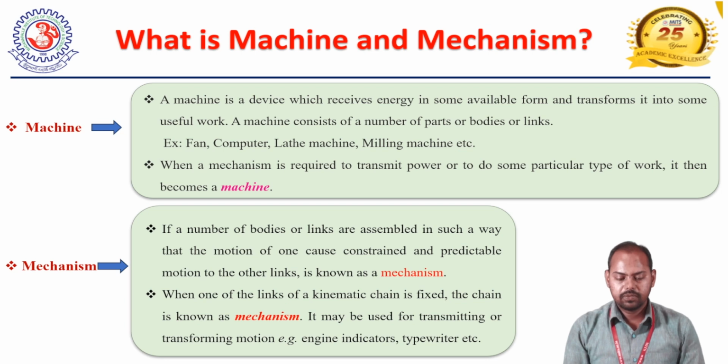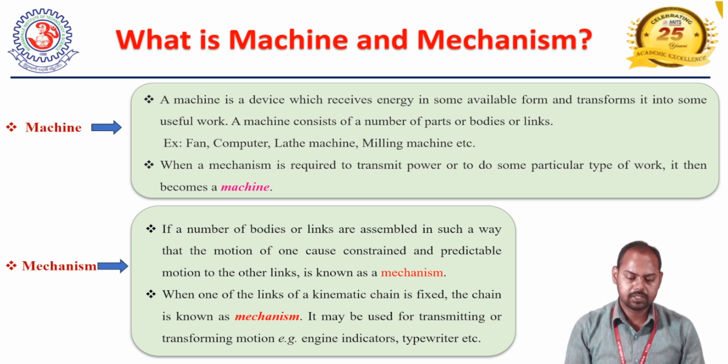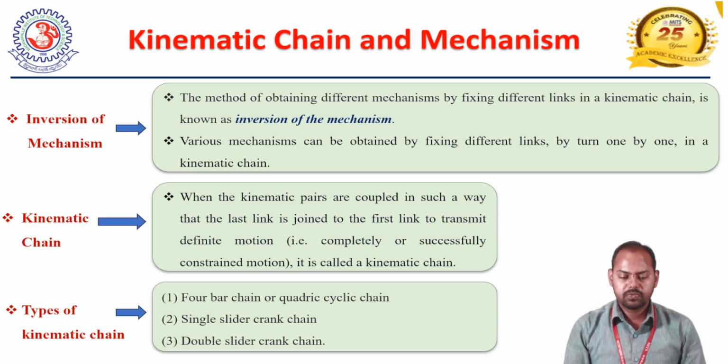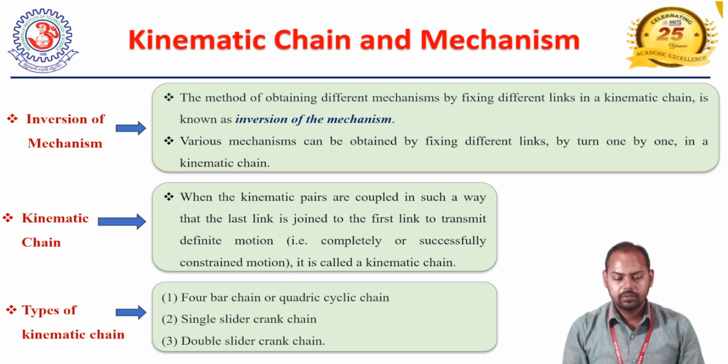This is the technical definition as per the syllabus of theory of machines, kinematics of machines, kinematics and dynamics of machines. It may be used for transmitting or transforming motions, such as an engine indicator, typewriters, etc. Now in this topic, inversion of mechanism is very important. What is the inversion of the mechanism? The method of obtaining different mechanisms by fixing different links in a kinematic chain is termed inversion of the mechanism. Various mechanisms can be obtained by fixing different links by turn.